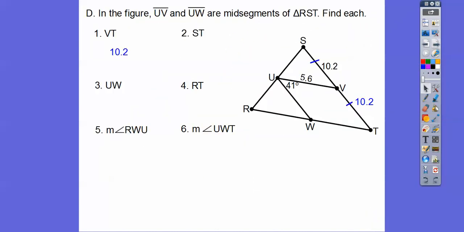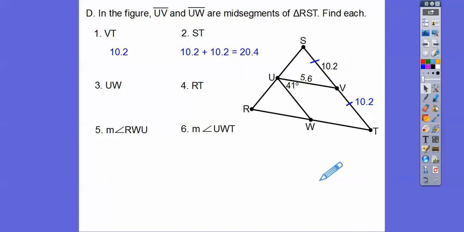All right, here we go. Let's go back here. I need my little pointer here. It says find VT. VT is over here. If this is a mid-segment, then this point is a midpoint. So if this side is 10.2, so is this side. That's 10.2. Now let's find ST. ST is from here to here. I'm just going to add 10.2 and 10.2 by the segment addition postulate. So it's 20.4.